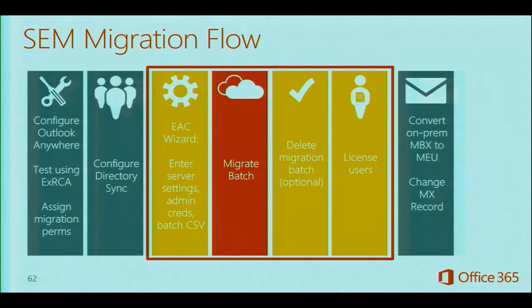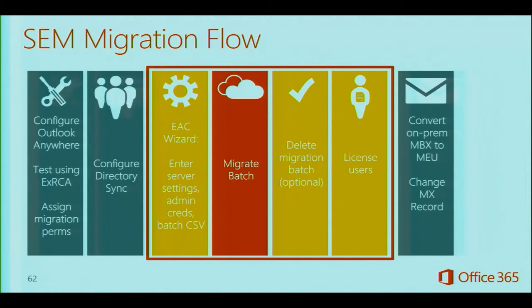And then once you've done all that, especially if you're configuring Outlook Anywhere for the first time, we do recommend that you use the remote connectivity analyzer to verify that Outlook Anywhere is working for you. Of course, if you have a mail client that you want to configure to only use Outlook Anywhere, that's one way to validate it. But if you don't have such a mail client, then you would want to use the remote connectivity analyzer, which is just at www.exrca.com. Then at that point, you'll assign the migration permissions.